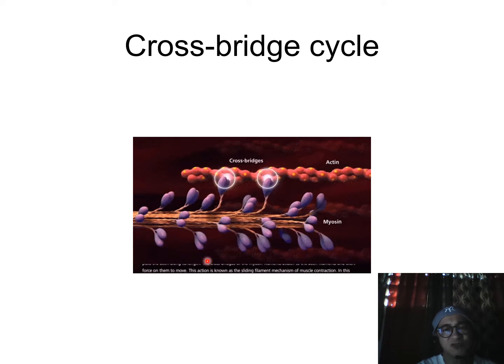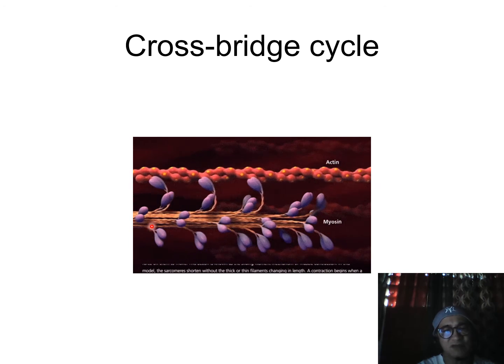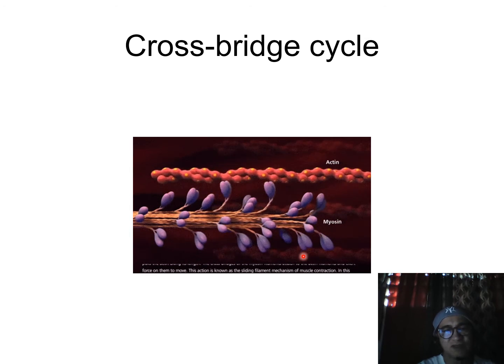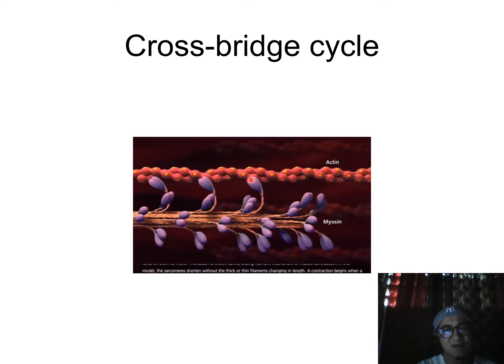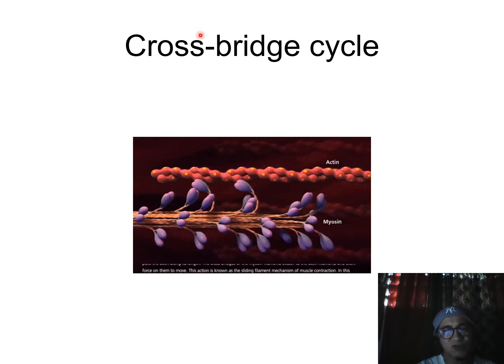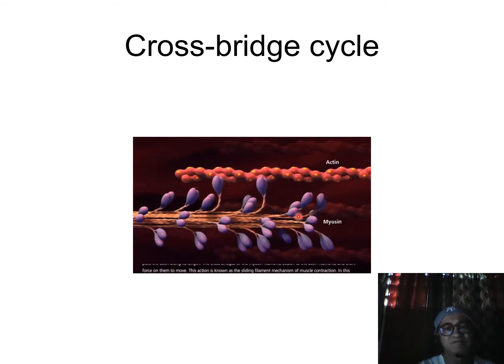The GIF image shown here shows the repetitive interactions of the myosin head of the myosin filament with the actin filaments during muscle contraction. These repetitive interactions of the myosin head of the myosin filament with the actin filament is called the cross-bridge cycle. It's a mechanism that repeats itself, and so it is called a cycle.